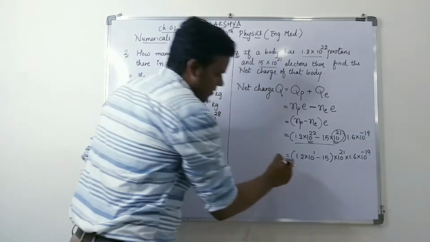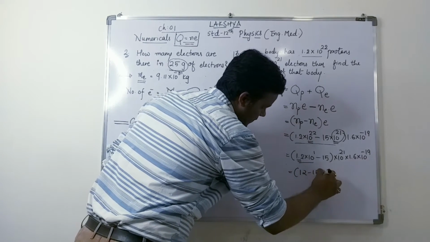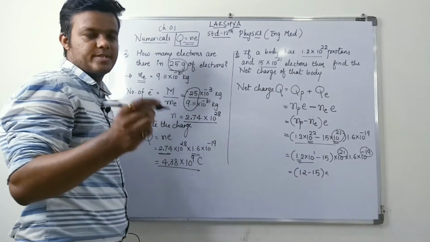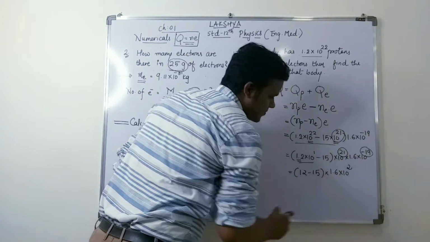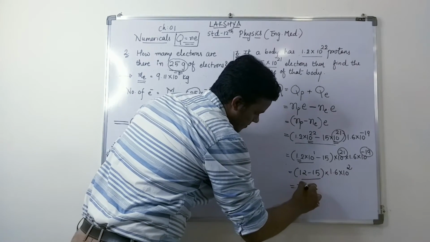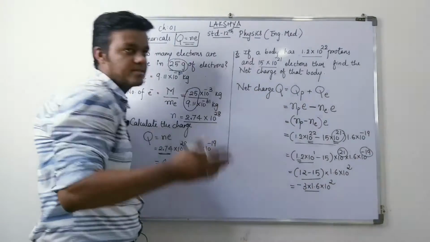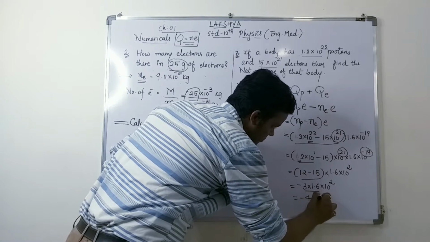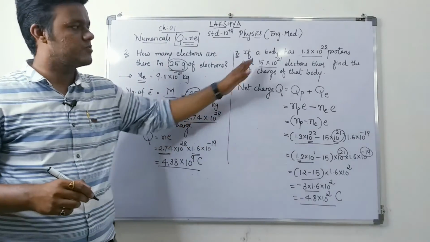Okay. Now 1.2 into 10 will be 12. 12 minus 15 into 10 raised to 21 minus 19. It will be 10 raised to 2. So 1.6 into 10 raised to 2. 12 minus 15 will be minus 3. Minus 3 into 1.6 into 10 raised to 2. What is the answer of 1.6 into 3? Minus 4.8 into 10 raised to 2 coulomb. This is the net charge of this body.